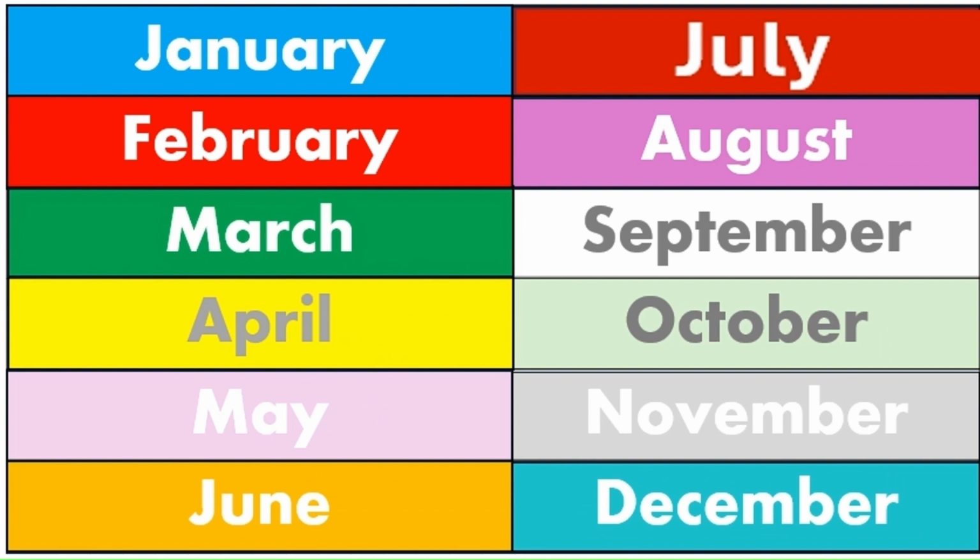January, February, March and April, May, June, July and August, September, October, November, December. 12 months of the year.